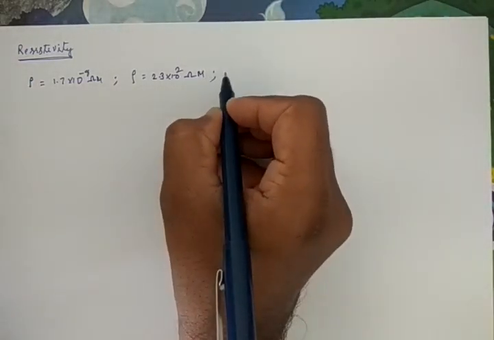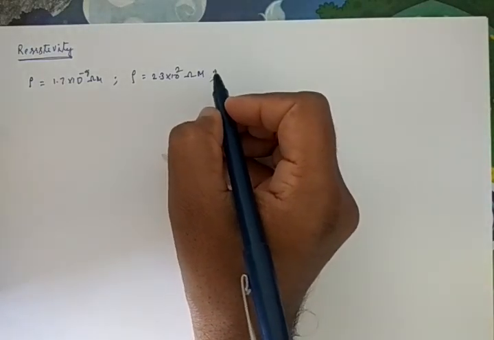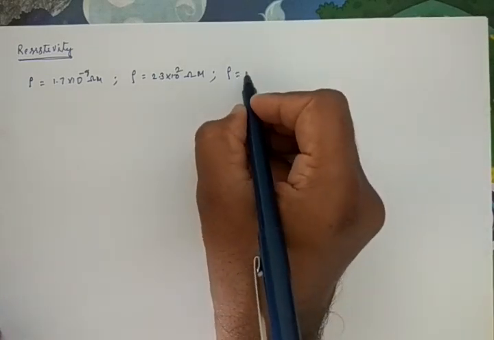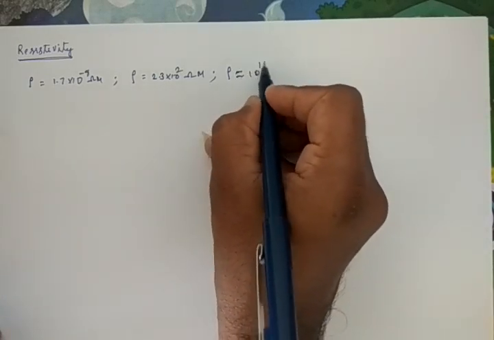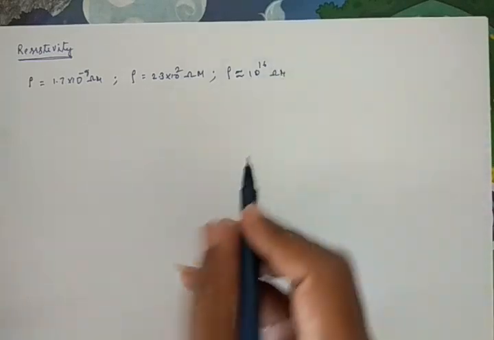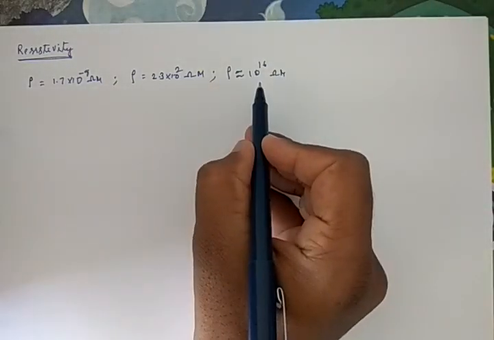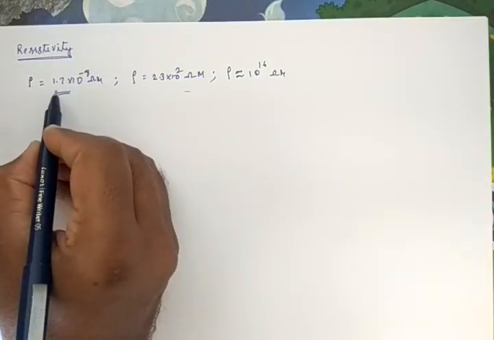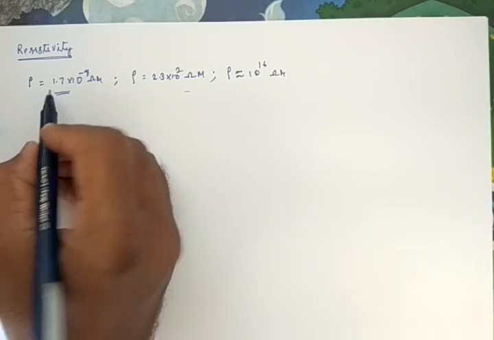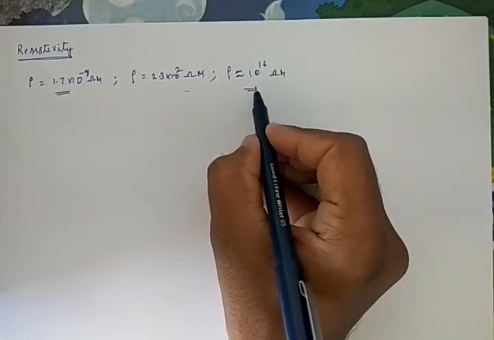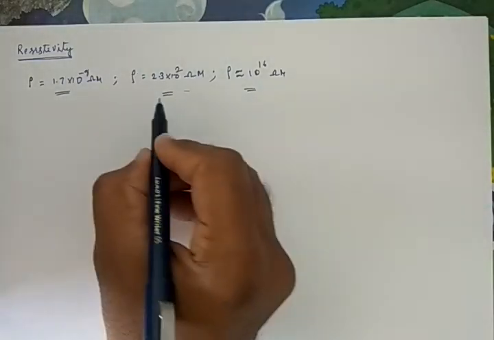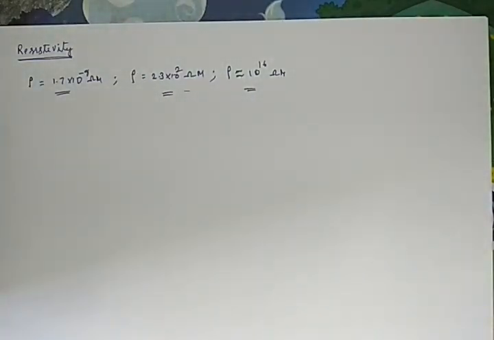And if you take one more material from insulators, fused quartz is an example of an insulator, and its resistivity is of the order of 10 to the power 16 ohm meter. So based on this resistivity, you can categorize materials. If resistivity is very low, you say the materials are called conductors. If resistivity is very high, then we say the materials are called insulators. If resistivity is in between conductors and insulators, we call them semiconductors.